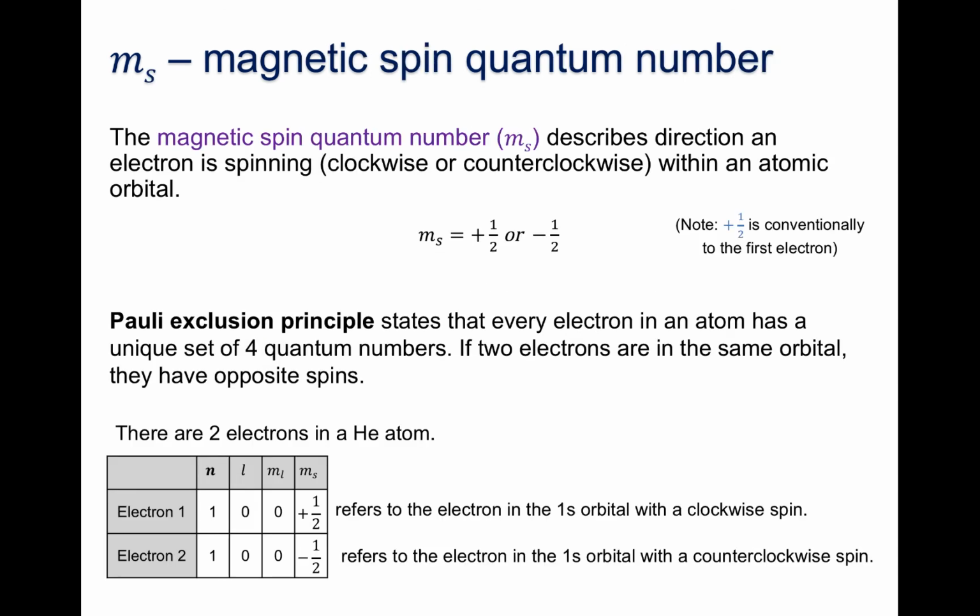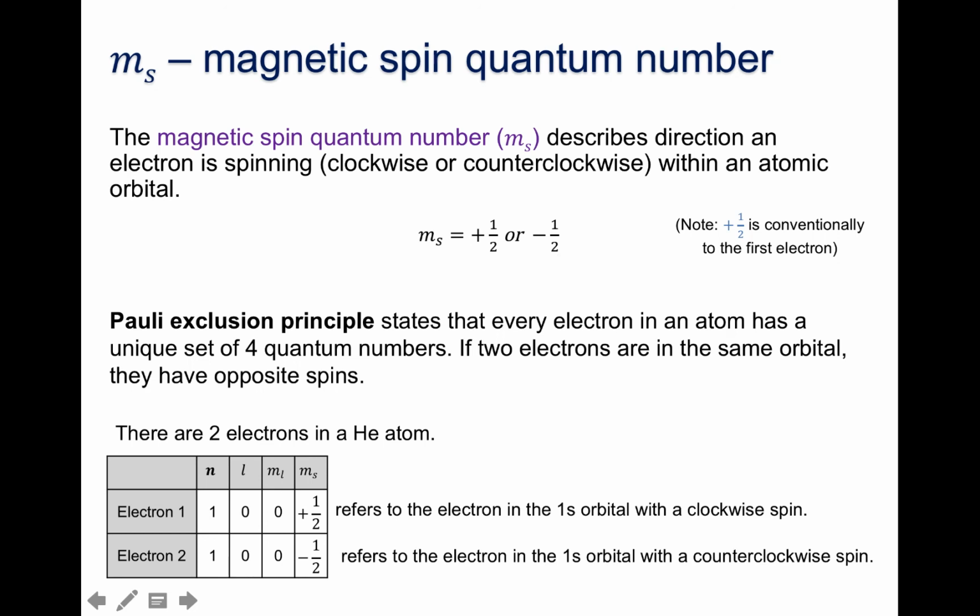The final quantum number is the magnetic spin quantum number, and that describes the way the electron is spinning. Is it spinning clockwise or counterclockwise within the orbital? I already mentioned that 2 electrons can be in one single orbital, and that leads us to the Pauli exclusion principle. Every electron in an atom is going to have a unique set of 4 quantum numbers. So if you have 2 electrons in the same atomic orbital, they have to have opposite spins. One will correspond to +1/2, the other to -1/2.